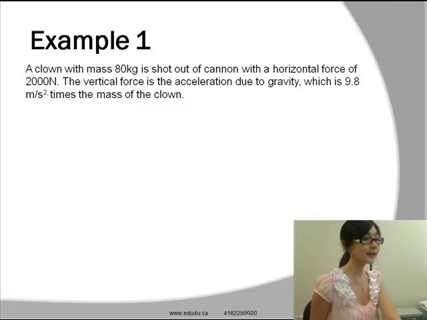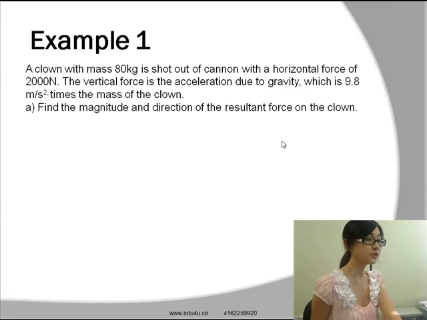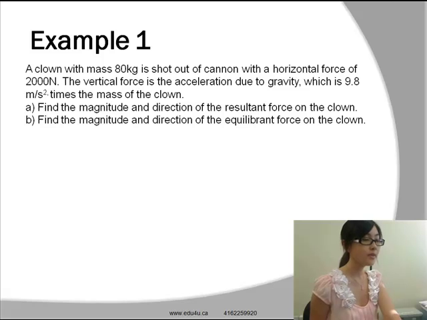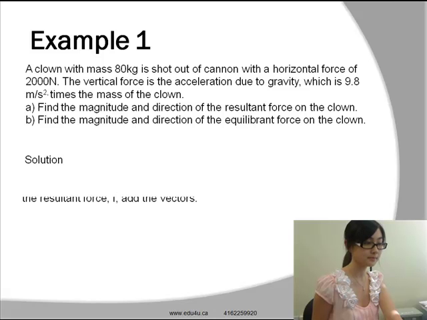Now let's take a look at example 1 from your learning resources. A clown with mass 80 kg is shot out of a cannon with a horizontal force of 2,000 Newton. The vertical force is the acceleration due to gravity, which is 9.8 meters per second squared times the mass of the clown, and this would be in newtons. First, find the magnitude and direction of the resultant force on the clown. Then find the magnitude and direction of the equilibrium force on the clown.